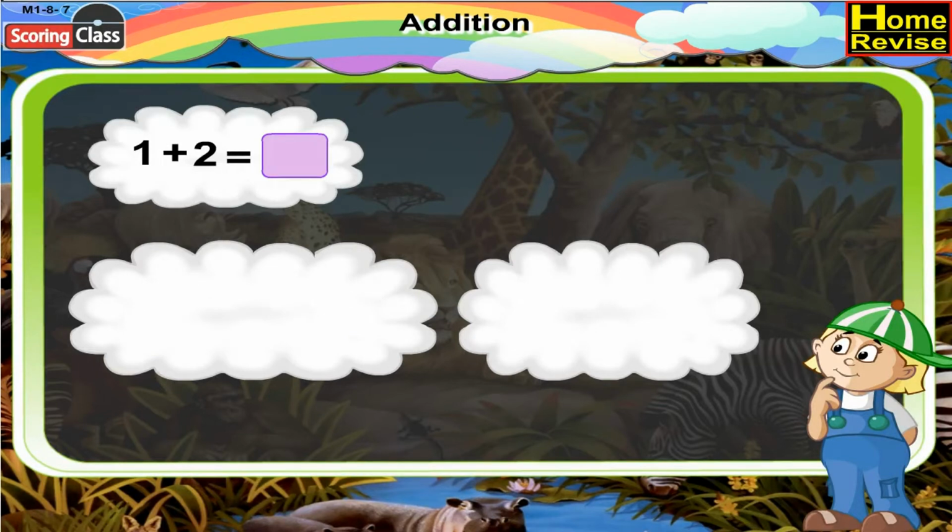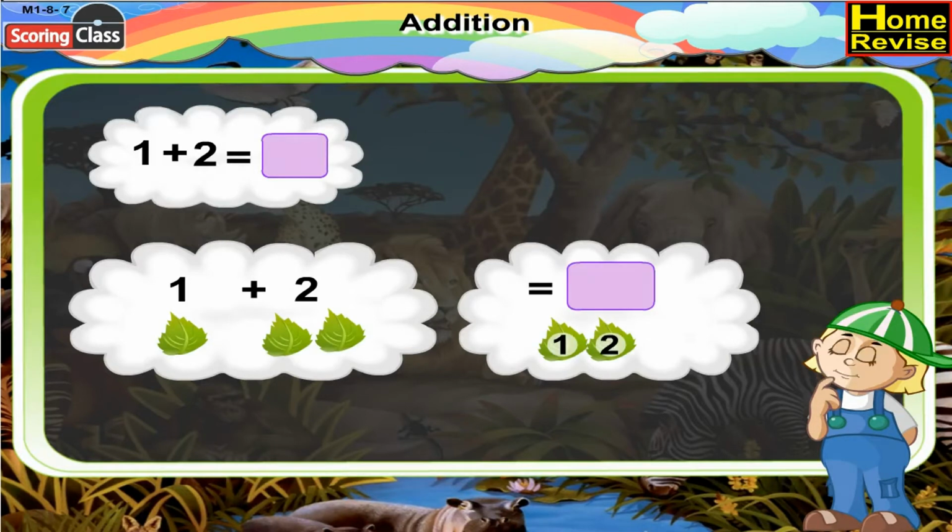Now 1 plus 2 is equal to dash. If 2 leaves are added to 1 leaf, that would be 2, 3. 3 leaves again. So 1 plus 2 is equal to 3 as well.